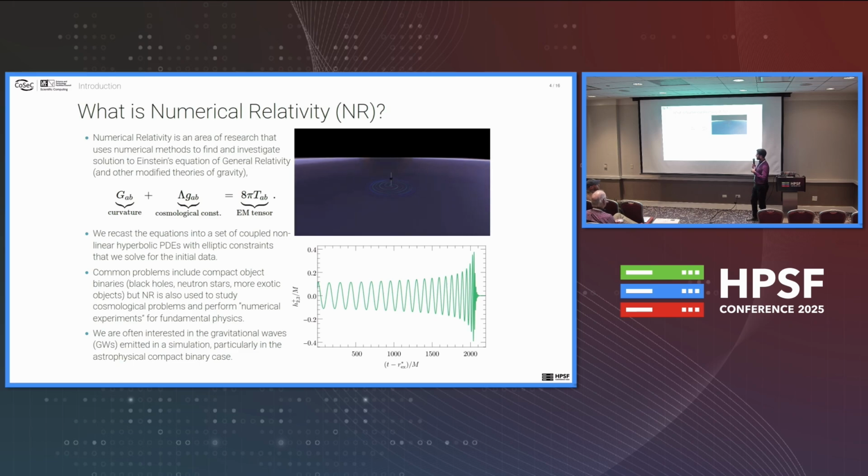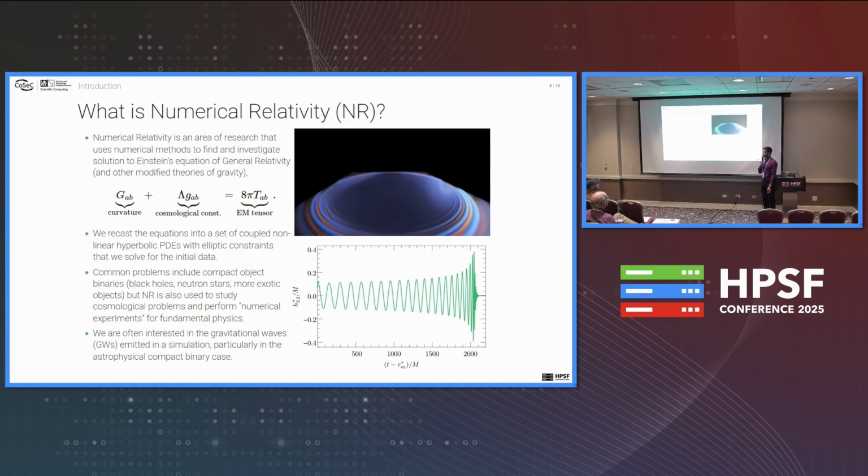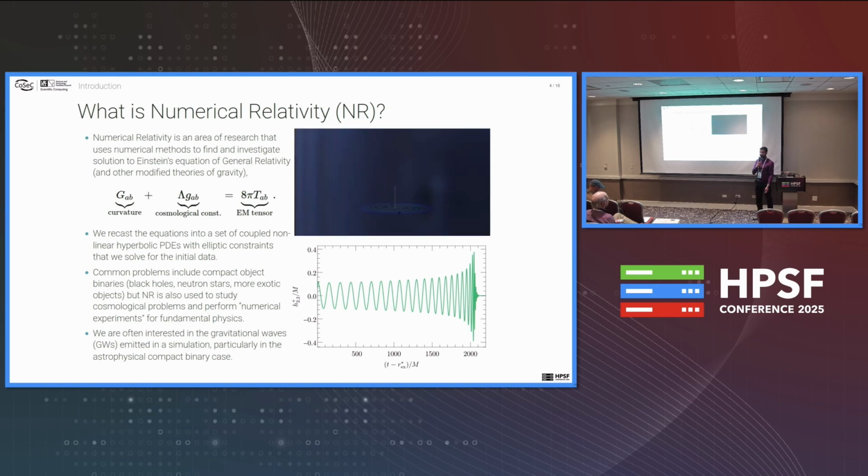We're interested in the gravitational waves emitted in a simulation, and that's particularly relevant in the astrophysical compact binary case: the binary black hole, the binary neutron star, or the mixed binary black hole neutron star. As you can see on the bottom right, this is a picture of a simulation I did a long time ago, of the measure of the strain of gravitational waves from an equal mass binary black hole merger. You can see it inspiraling here, and then it merges, and then it rings down, and then it settles into a, which you probably saw earlier in the video if you were looking at the video rather than paying attention to me.